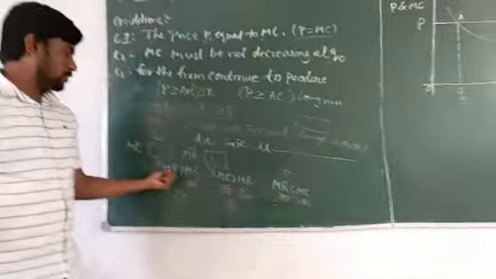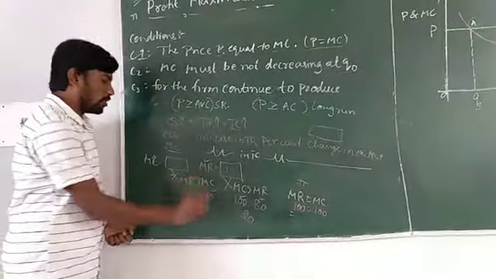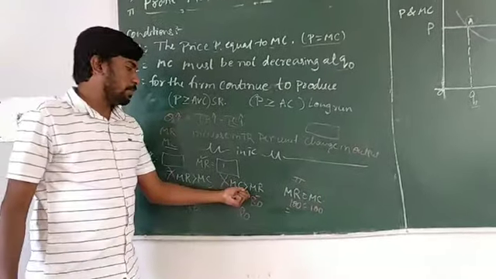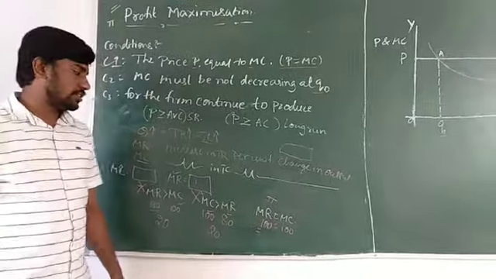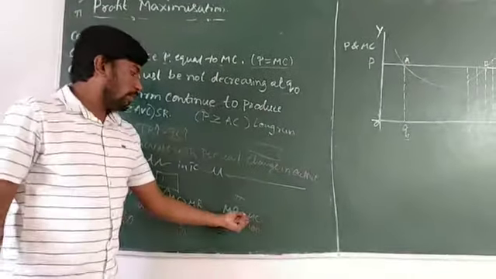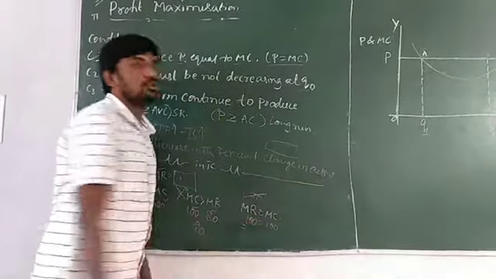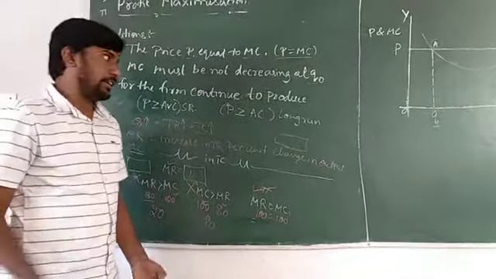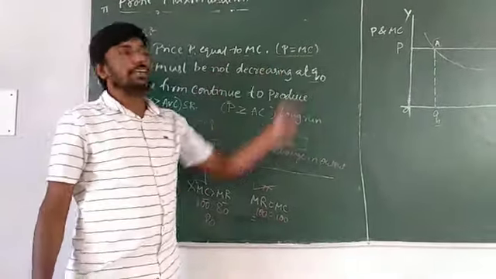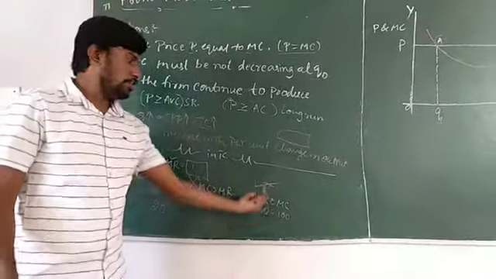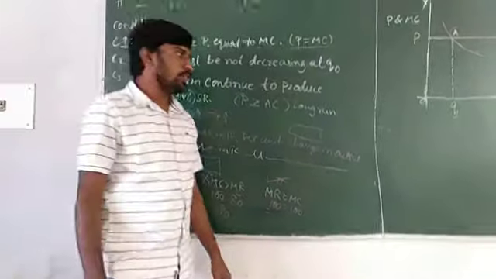When the firm's marginal revenue reaches its maximum profit. When marginal cost is greater than marginal revenue, in this position also it does not reach its maximum profit level. When the marginal revenue equals the marginal cost, there is a possibility to get maximum profit. But if you observe the first condition, the price should be equal to the marginal cost. But what we get here is marginal revenue equals the marginal cost.